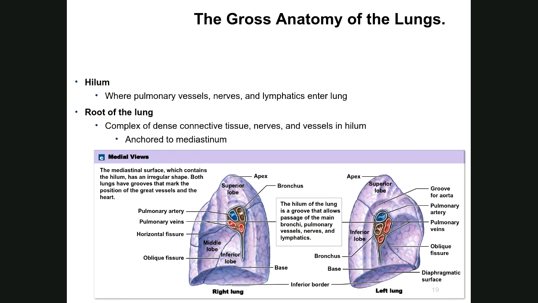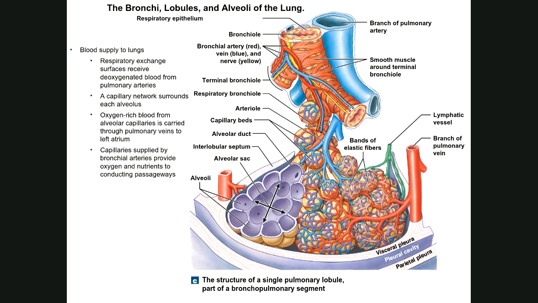All right, so let's remind you how the blood supplies the lung. The respiratory exchange surface receives deoxygenated blood from the pulmonary artery. Sorry, that's a branch of the pulmonary artery, and that's a branch of the vein. We have smooth muscle around the terminal bronchi. What you see here in yellow are nerves, the veins are blue, and the red are arteries, and you have a lot of capillaries around those grape-like alveoli.